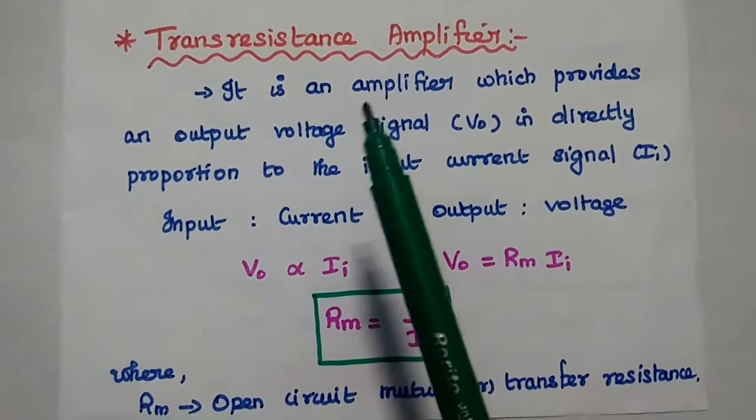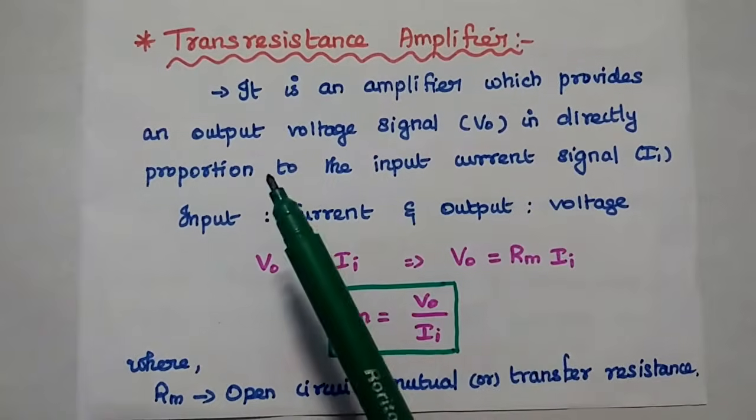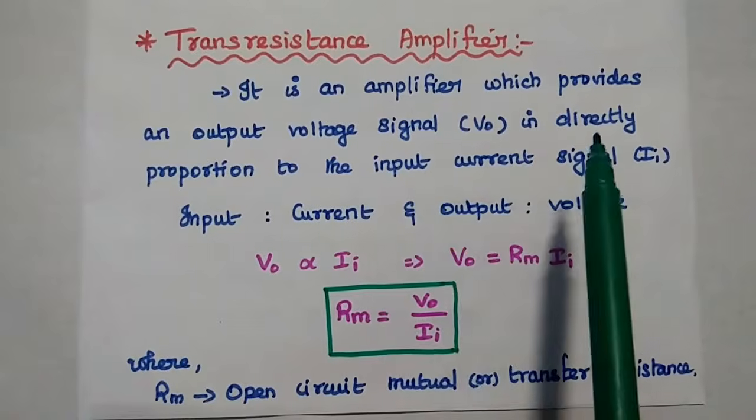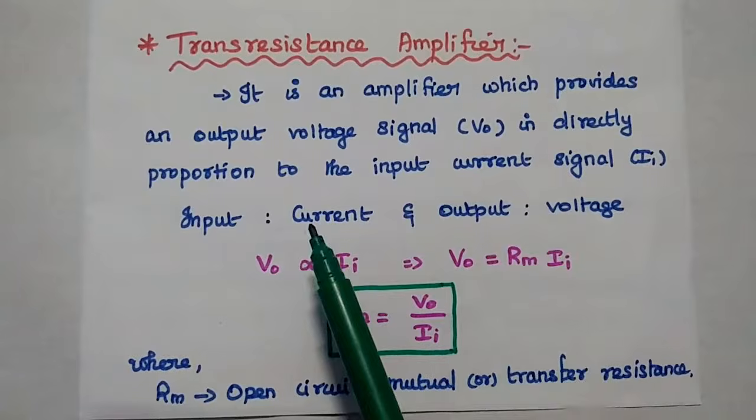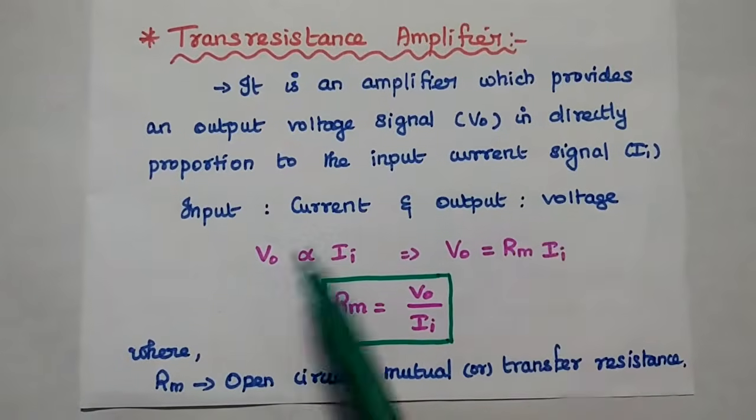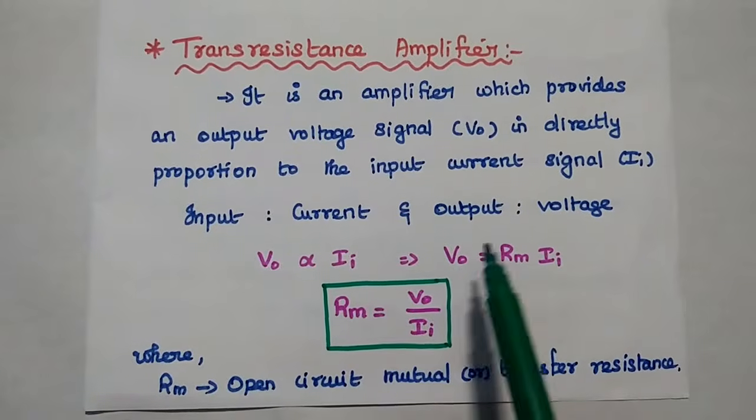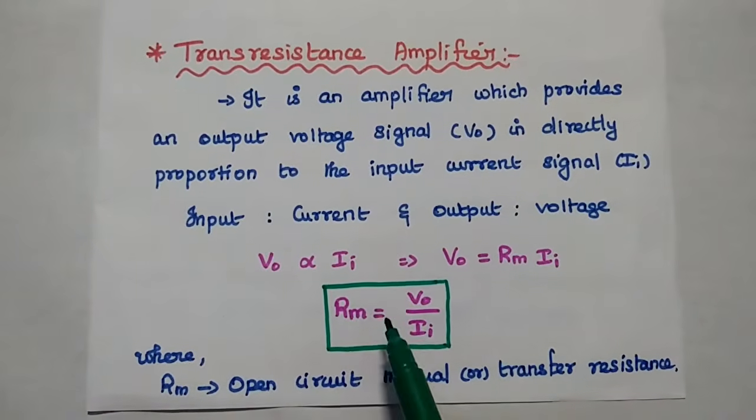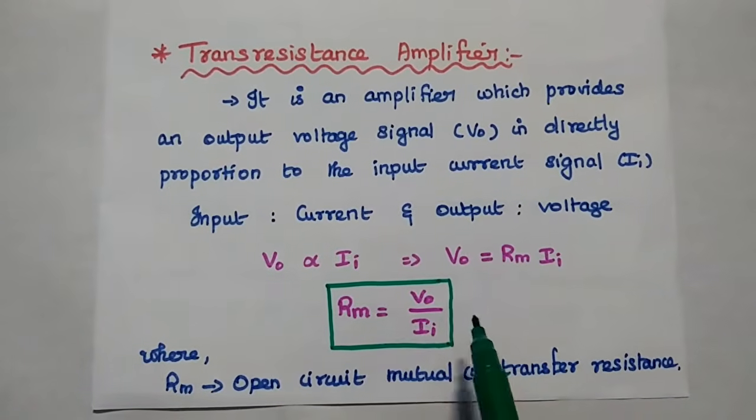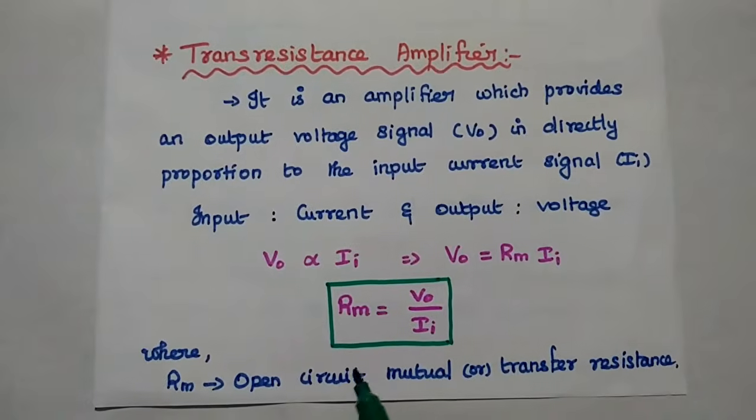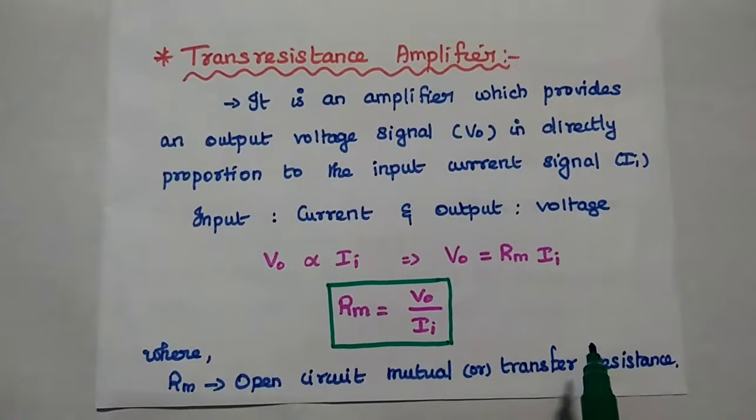The last one is the Transresistance Amplifier. It is an amplifier which provides an output voltage signal directly proportional to the input current signal. So here the input is current, output is voltage. The output voltage is directly proportional to input current. Here the proportionality constant is Rm, that is equal to the ratio of output voltage to input current. This Rm is represented as the open circuit mutual resistance or transfer resistance.